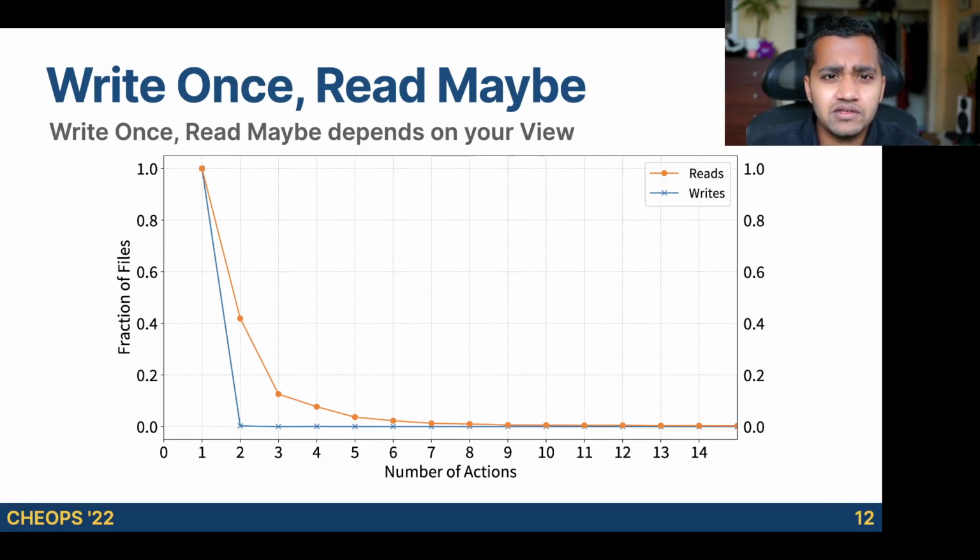Writes, on the other hand, only happen once. Rewrites or updates are rare. A second write is extremely unlikely. Only a few hundred out of millions of files were written to a second time. Third time is even less likely, and so on. So while the write once, read maybe paradigm holds, it's important to calibrate your view to the subsystem you're analyzing, because read is much more likely than read maybe may suggest for our system.